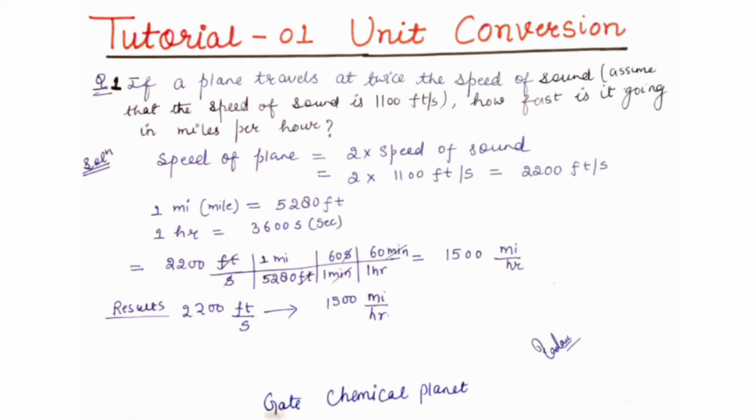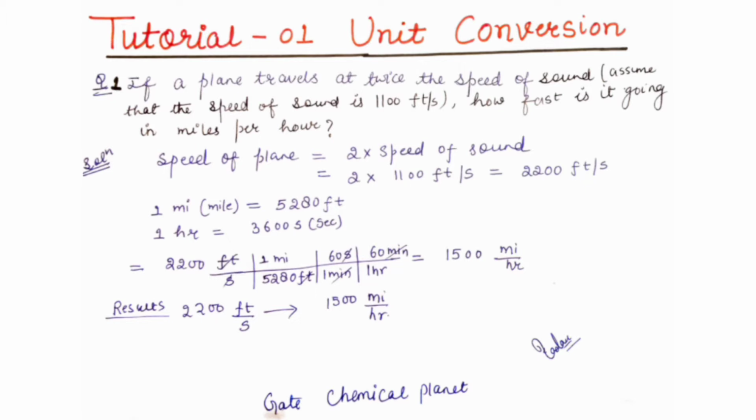Question number 1 is: if a plane travels at twice the speed of sound, assume that the speed of sound is 1100 feet per second, then how fast is it going in miles per hour? So here we have to convert feet per second into miles per hour. First we will write down the speed of the plane.